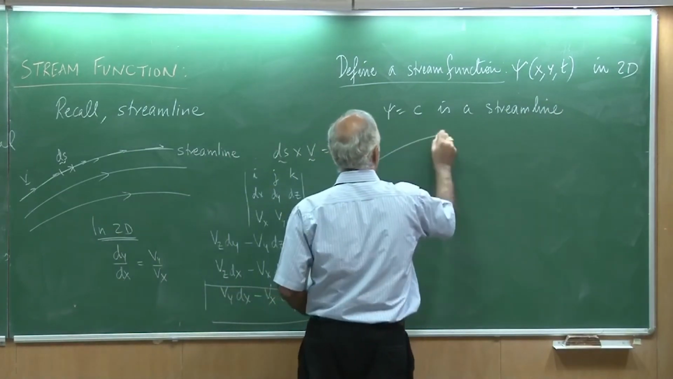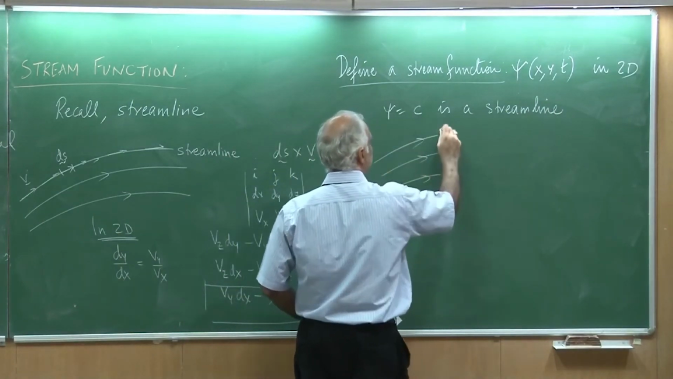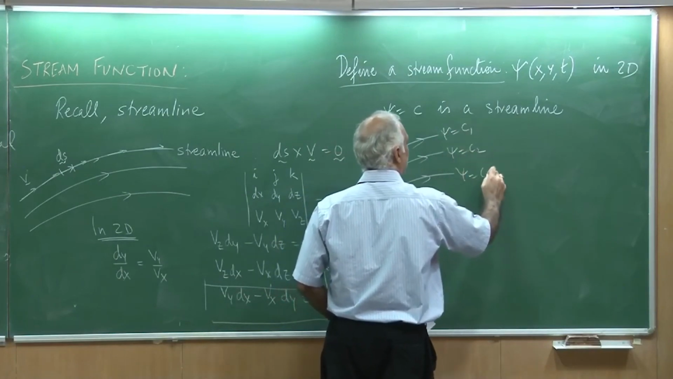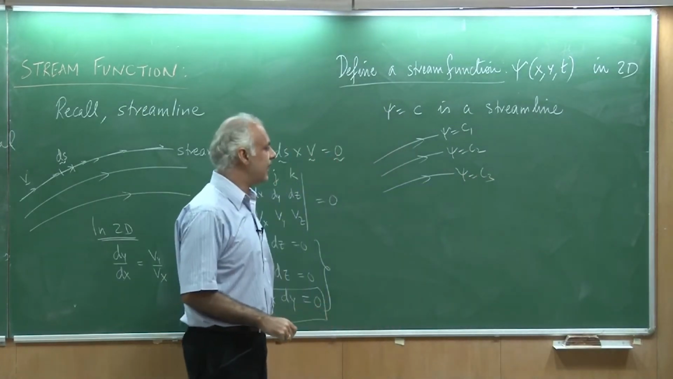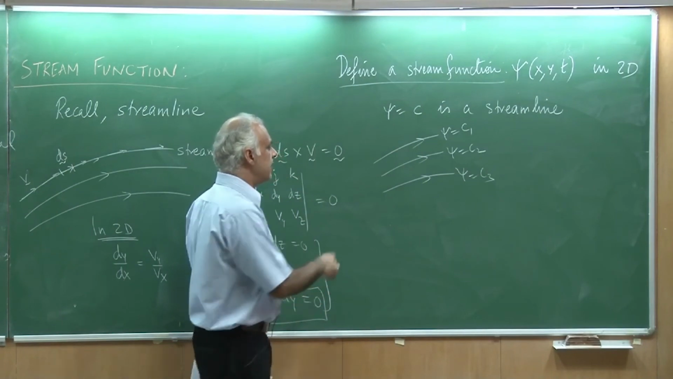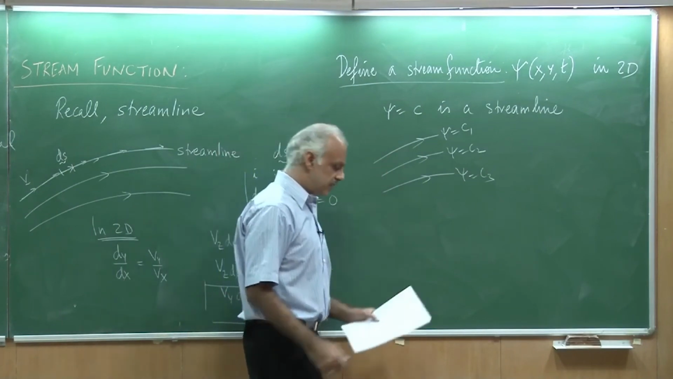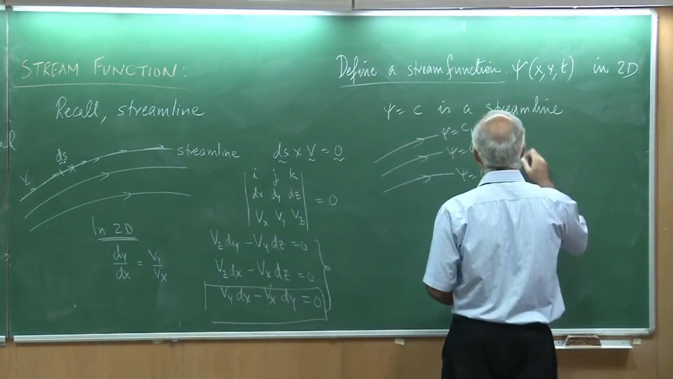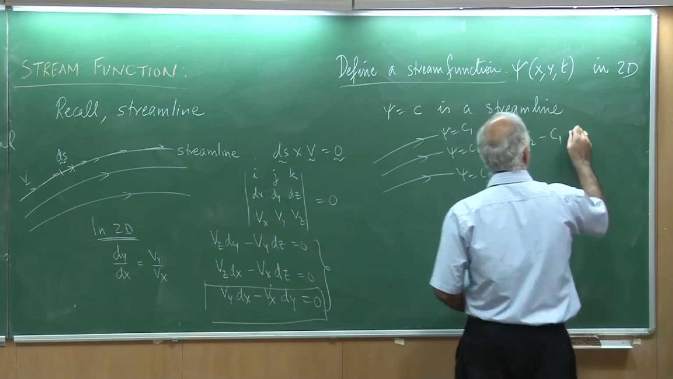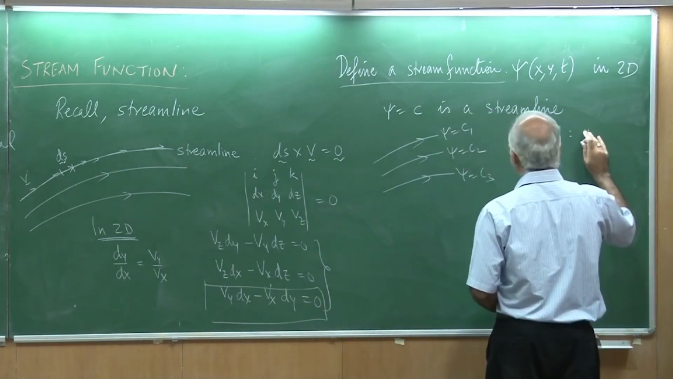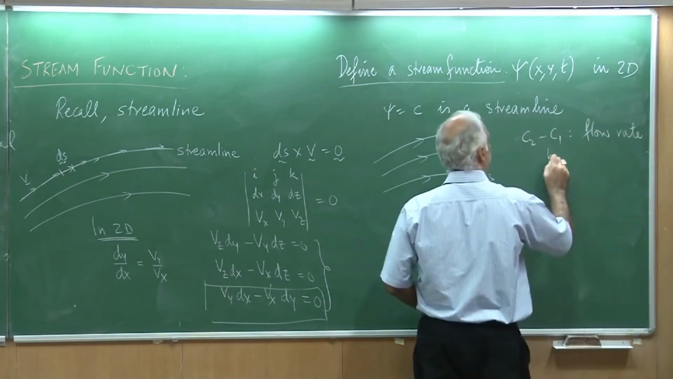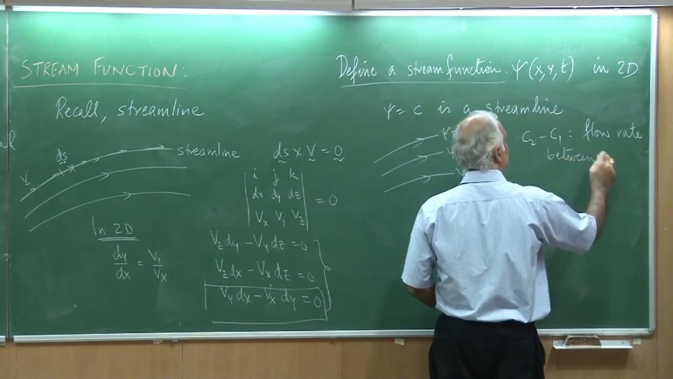And if I just drew different streamlines, this could be psi equal to c1, psi equal to c2, psi equal to c3. So these are 3 different streamlines that I have drawn, and one can show that the difference between these constants would give me the flow rate. So if I did c2 minus c1, that would give me the flow rate between 2 streamlines.